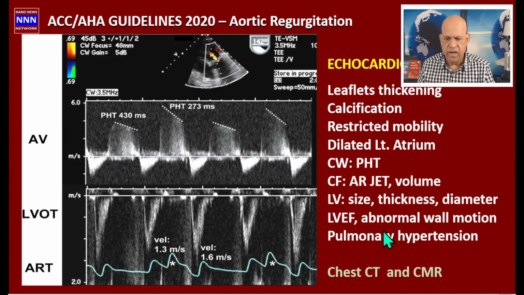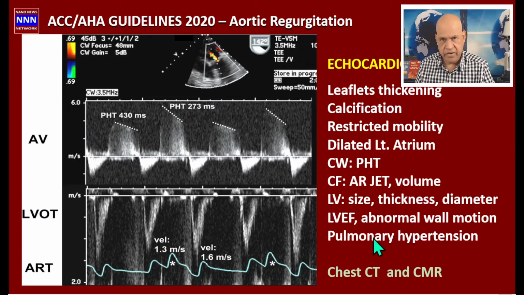Along with that, if this person has rheumatic heart disease, we look for problems in the mitral valve, pulmonic valve, or the tricuspid valve also. In addition to that, the echocardiography will help us to determine if this patient has already developed symptoms of worsening heart failure with development of pulmonary hypertension.